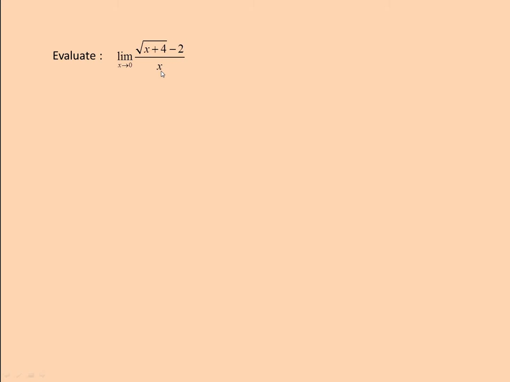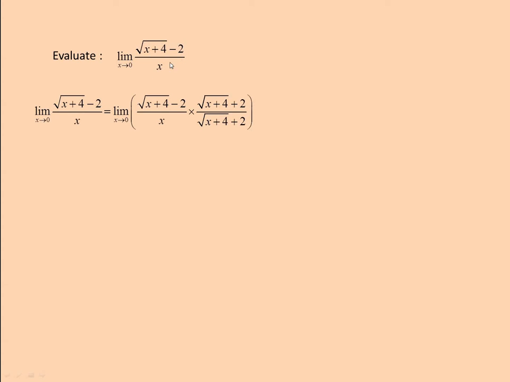Suppose if you directly substitute x is 0 here, see x is in the denominator. If you put x is equal to 0, the denominator becomes 0. Also in the numerator, if you put x is equal to 0, this is root of 4 minus 2. So the numerator also becomes 0. So this will assume the form 0 by 0, which is indeterminate. Therefore, to evaluate a limit, we will follow a method. There are several methods. We follow this method.